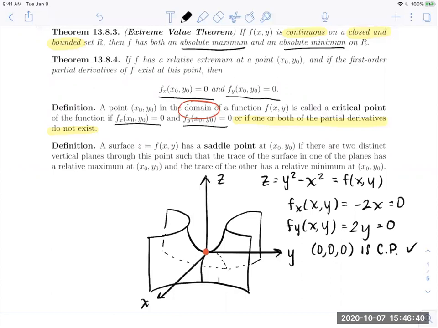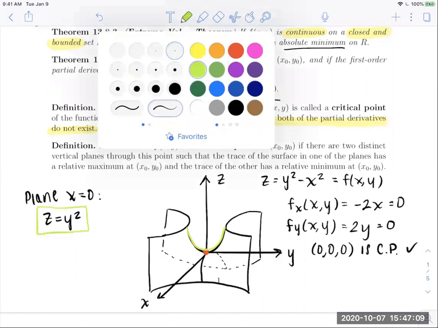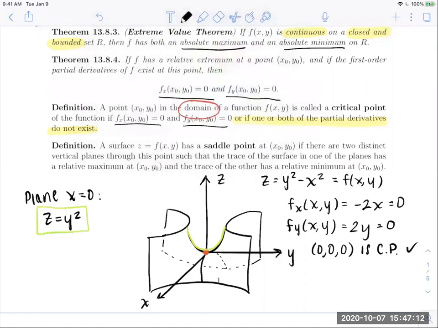Is it a saddle point? Well, we can actually see that it is, because if we look in the plane x equals 0, what we get out is z equals y squared. So let me highlight that in a different color. Here is this trace. And in that we can visually see, but we could also check using Calc 1, that (0, 0, 0) is a min of the green parabola.